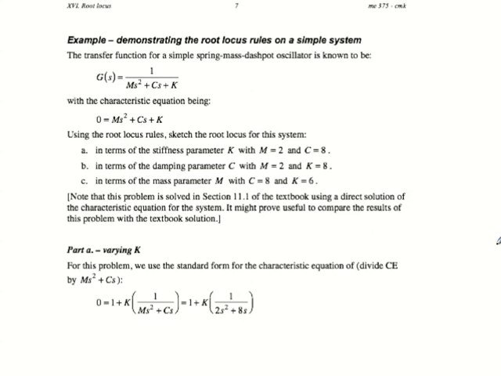One where we vary the stiffness parameter of K. Second case here where we're looking at the variation in the damping parameter of C. And then the third case here looking at the mass parameter of M as we vary that and hold the other two fixed.